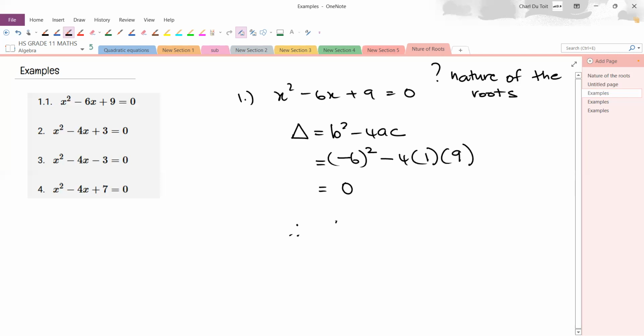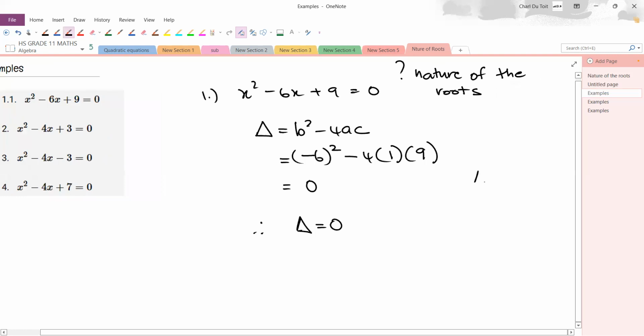Therefore, my roots are equal to 0. Or delta, my discriminant, is equal to 0. So now you can follow that piece of paper you've got, that sheet. If it's larger or equal than 0, it's called real. So it means they exist. If delta is equal to 0, it is equal roots. But 0 also has a root, so it's rational.